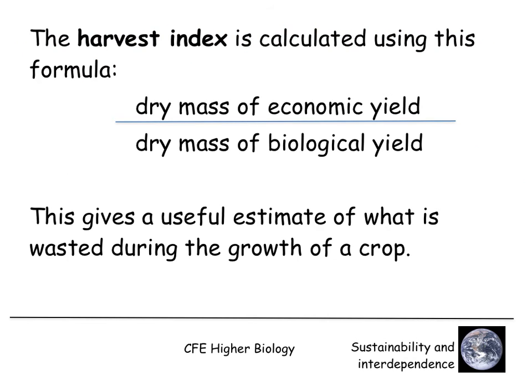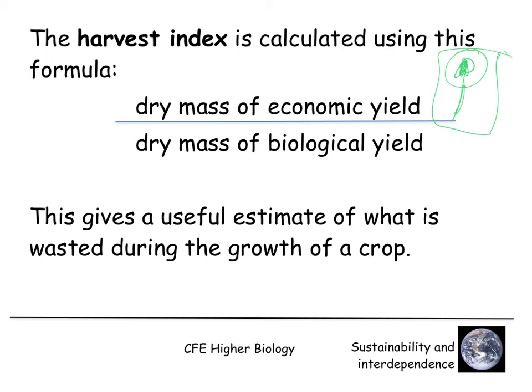So the harvest index is calculated using this formula. That is the dry mass of the economic yield, so in other words, the part up at the top here of your plant that's got your barley grains in it, divided by the dry mass of the biological yield. That is the yield of the whole of your crops. I'm not just talking about one plant here, I'm talking about all the crops that are in one field. And that would give you a useful estimate of what is wasted during the growth of a crop.